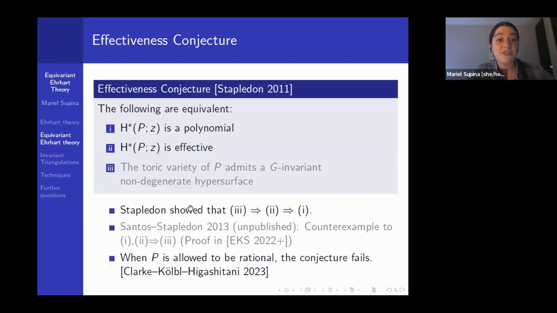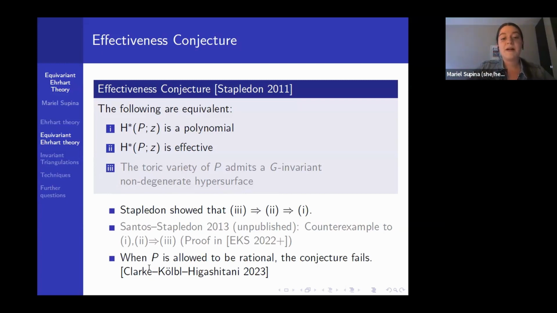So Stapledon in his original paper conjectured that polynomiality and effectiveness are equivalent conditions for the H star series. And he showed that effectiveness implies polynomiality, so it's just the other direction that's conjectured. And so one big question in this field is, does polynomiality imply effectiveness? He also had a third condition that he conjectured was equivalent, but that was actually shown to not be equivalent to the other two conditions. That was done by Santos and Stapledon, but they didn't publish it. And so they allowed Sophia and Donghyun and me to write up the proof in our paper. So if you want to see the proof, you can look there.